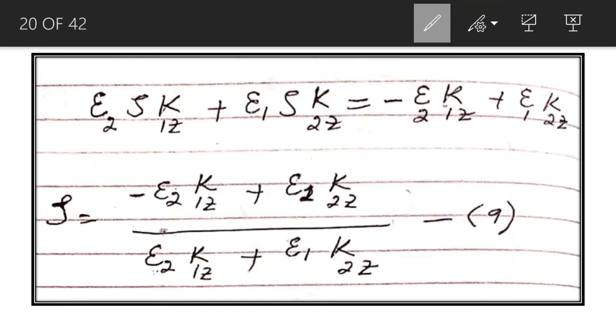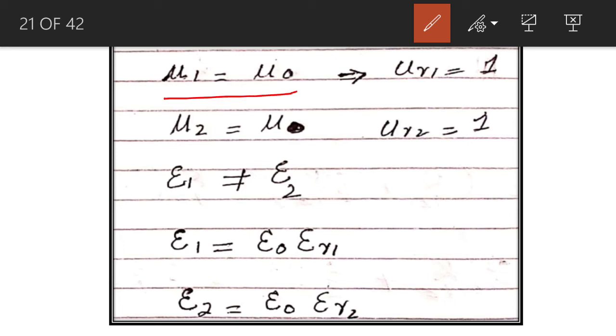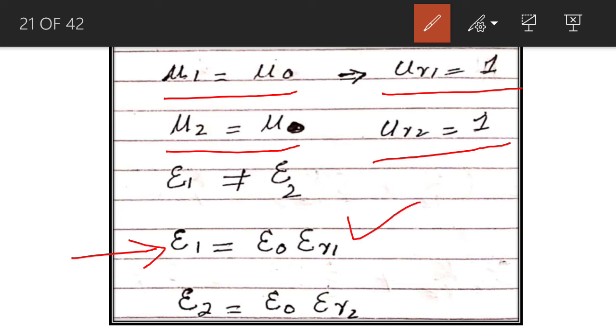We know that mu1 is equal to mu naught, and the relative permeability of medium number 1 is 1. Similarly, mu2 is equal to mu naught, and the relative permeability of medium number 2 will be equal to 1. Epsilon 1 is equal to epsilon naught epsilon r1, and epsilon 2 is equal to epsilon naught epsilon r2.